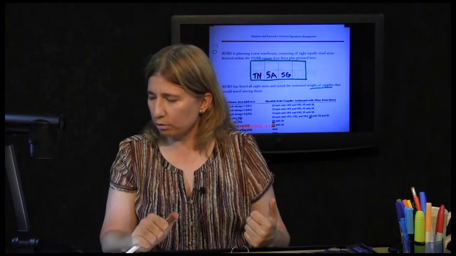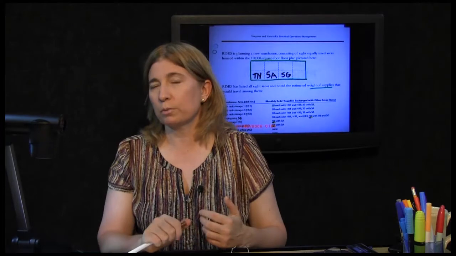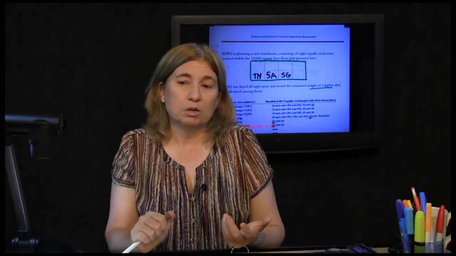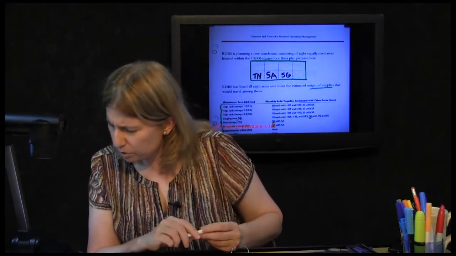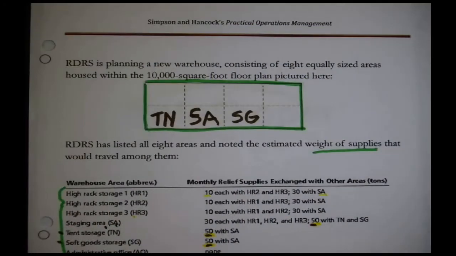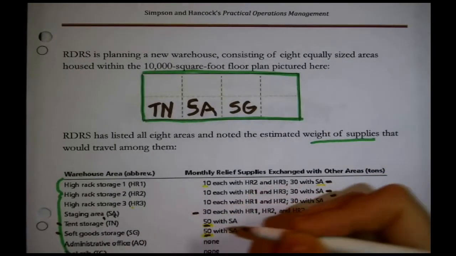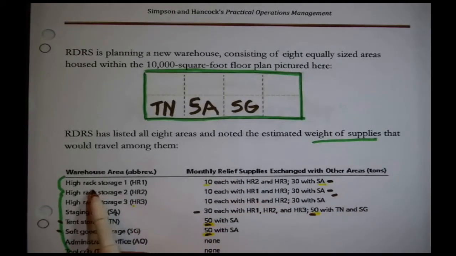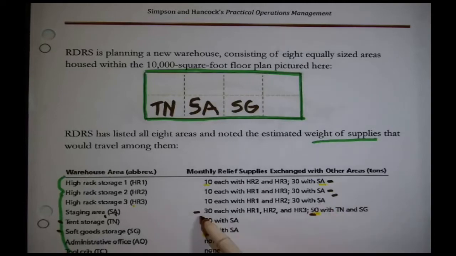Well, another logical thing to do is, we just took care of the areas with the highest amount of supplies moving between them, right? Maybe the next thing we should do is the next highest amount of supplies. I noticed, for instance, the 30. Where does this 30 refer to? Here, here, here, and here. These high rack storage areas, each one of them exchanges 30 tons of supply with staging area, staging area, staging area, and that's a reference down here on the staging areas line to the same thing.